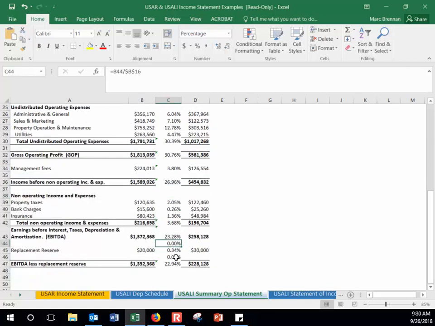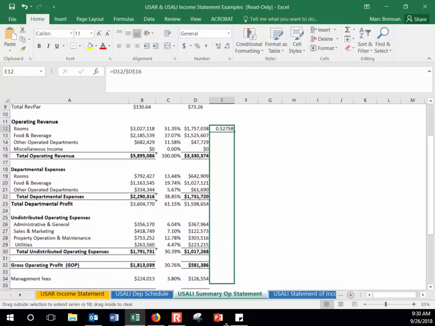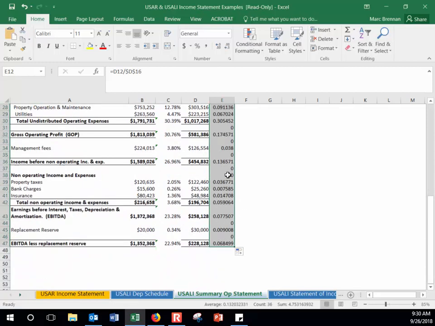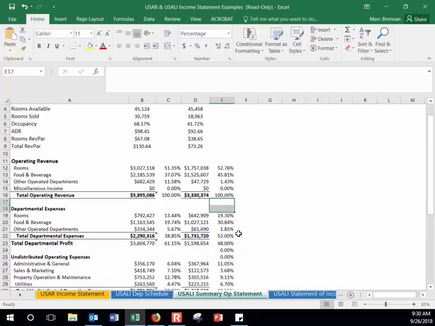As previously mentioned, if you didn't see what I did there, pause and go back. It's a video, take your time with it. We'll do the same here. We'll go our rooms revenue divided by my total operating revenue. We'll use an absolute reference and we'll use the fill function. Highlight everything. Percentage symbol, 2 decimal places, and then let's get rid of some zeros.